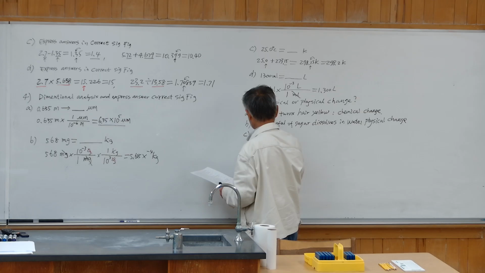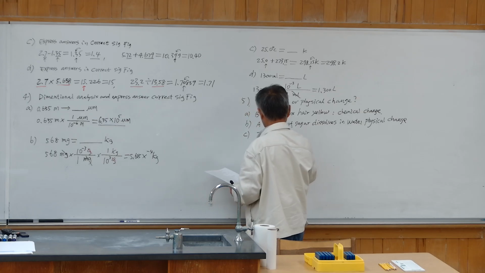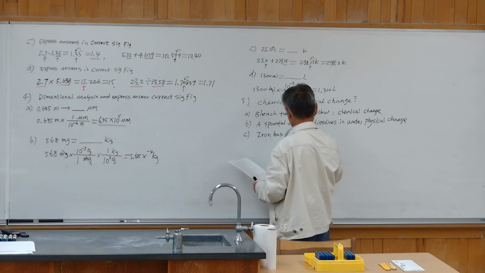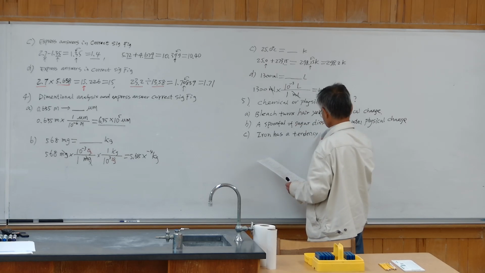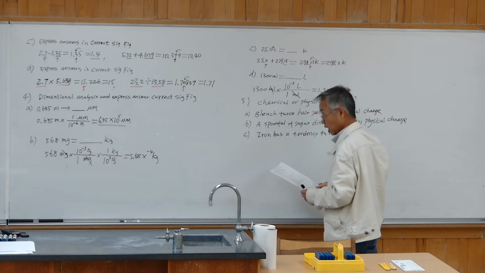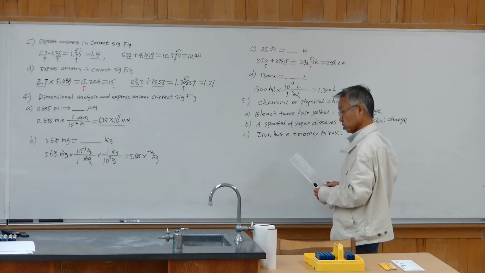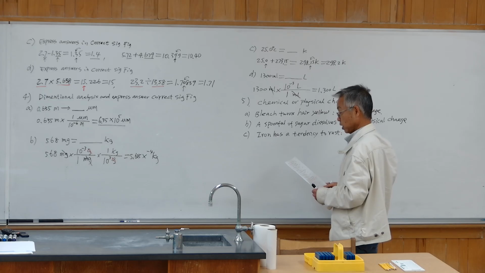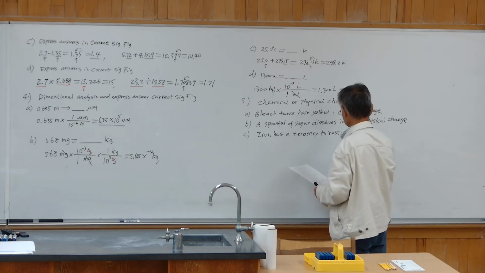C. Iron has a tendency to rust. Iron reacts with oxygen in the air, especially humid air, and becomes iron oxide. So clearly a chemical reaction happens. So this is a chemical change.